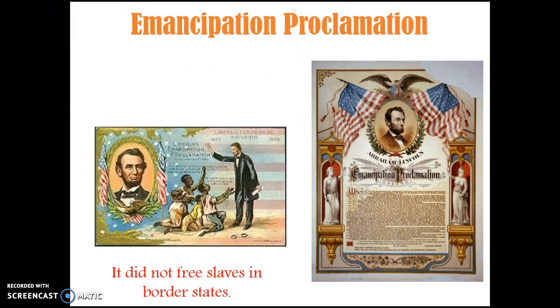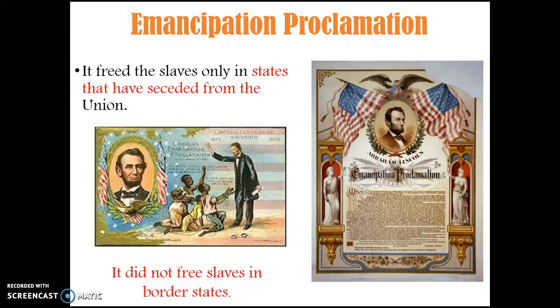The famous document, the Emancipation Proclamation. It freed the slaves only in states that had seceded from the Union. It did not free slaves in the border states, and the border states still had slaves. So as the war was going on, Lincoln only freed the slaves in the states that were rebelling, that were in the South. He could have freed the slaves of the border states because they were all part of the Union, but he did not.